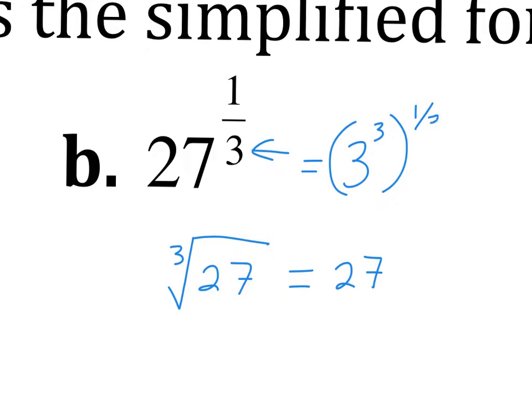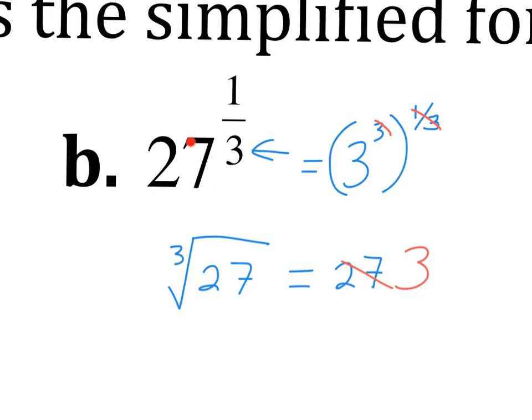Excuse me, 3 to the 3rd power to the 1/3 power. 3 to the 3rd to the 1/3 power. And when you multiply these, 3 times 1/3 is 1, and you end up with 3. Notice my mistake. Sorry about that. I still get 3. So it doesn't matter how you do it.